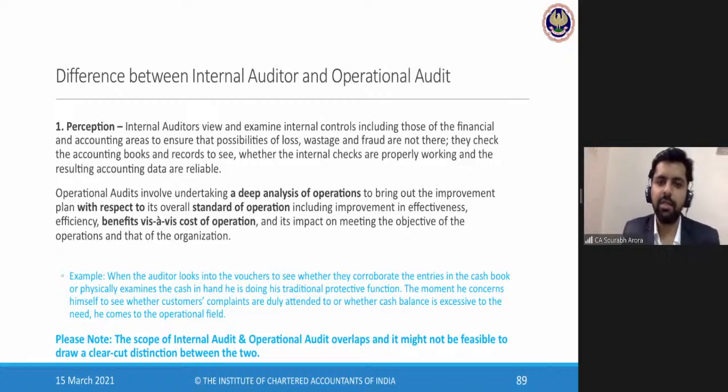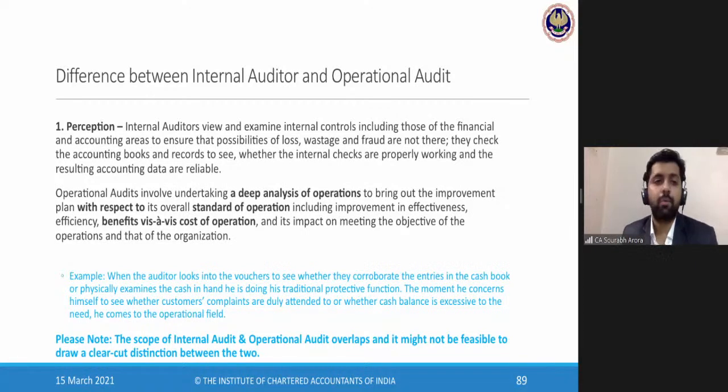On the other hand, the operational audit is only concerned with the operations and the deep analysis of operation with respect to SOP, benefit versus cost of operation. For example, when the auditor looks into vouchers to see whether they corroborate the entries in the cash book or physically examines the cash in hand, he is doing this traditional protective function. The moment he concerns himself with whether customers' complaints are duly attended to or whether the cash balance is excessive to the need, he becomes operational.